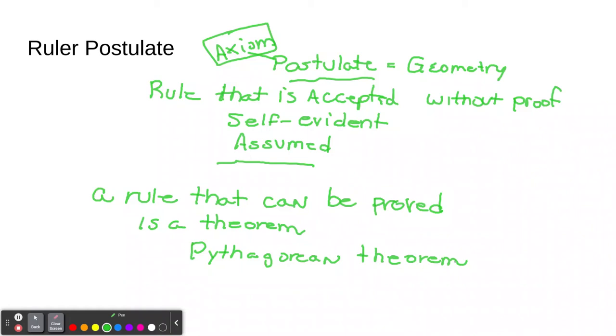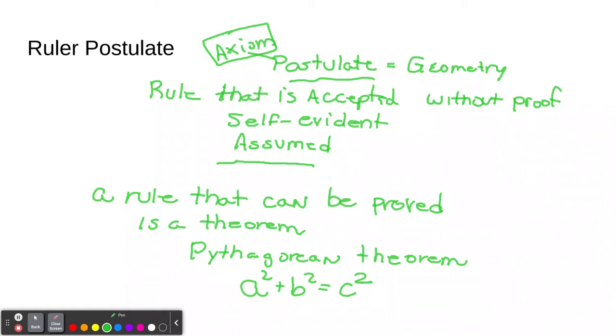So we know the Pythagorean theorem, a squared plus b squared equals c squared, when we want to prove right triangles. So this is a theorem. It's a rule that can be proved. We have to prove it, and we're proving it over and over again. It's been proved, whereas postulates are not proved because they're just self-evident.